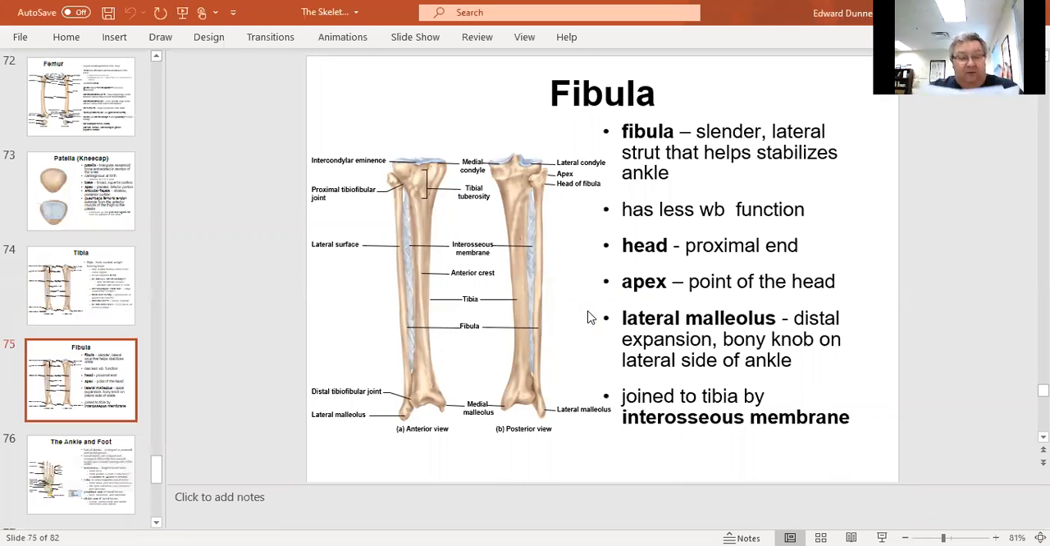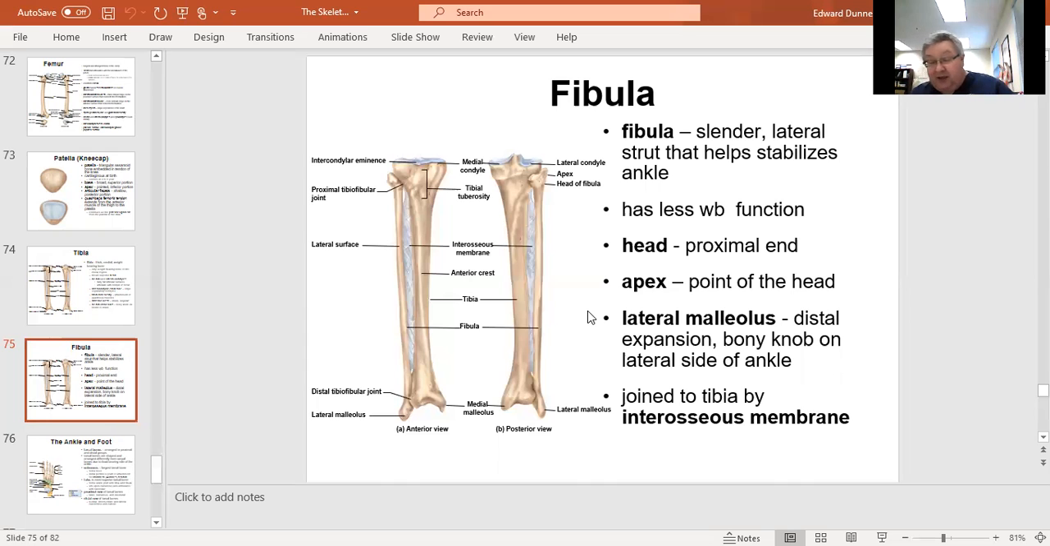The fibula is the lateral strut bone that's on the lateral side that articulates with the tibia. The fibula is a slender bone that stabilizes the ankle. At the proximal end is the head of the fibula. There is a point at that end of the fibula. At the distal end is the lateral malleolus. So the distal end of the fibula is the lateral malleolus. Let me get to the fibula bone.